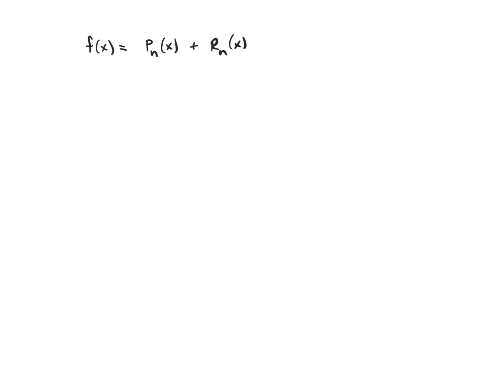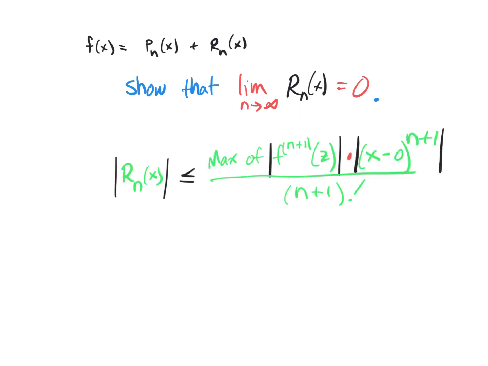All right, the instructions on this problem said, prove that the series converges to the function. So we just need to show that the remainder converges to 0 as n approaches infinity. So to do that, we're going to use the Taylor remainder theorem.